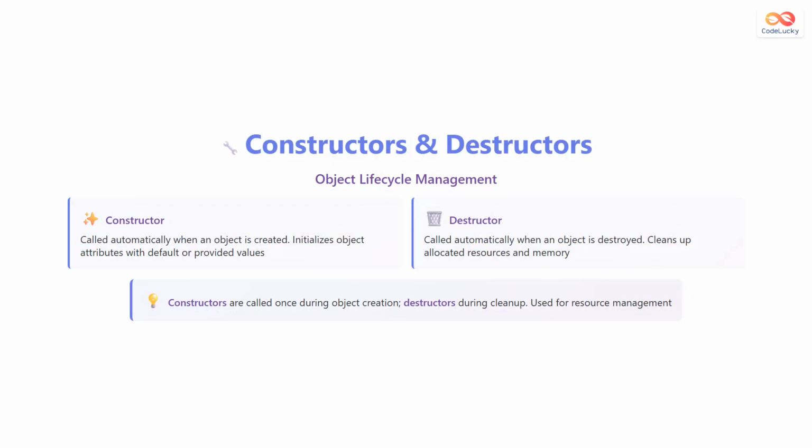A constructor is a special method that is called automatically when an object is created. It initializes object attributes with default or provided values. A destructor is called automatically when an object is destroyed or goes out of use. It cleans up allocated resources and memory. Constructors and destructors are used for resource management. Constructors run once during object creation, and destructors run during cleanup.